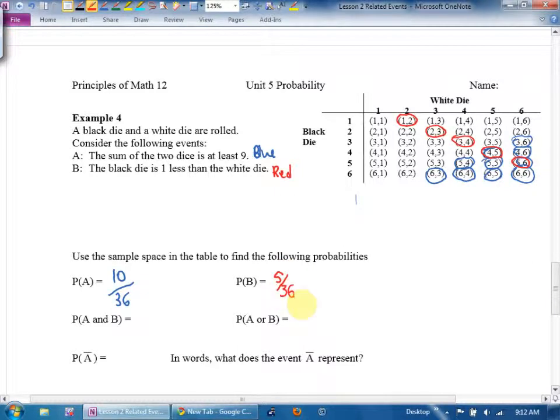What's the probability of A and B at the same time? Can you see it? What's the overlap? 2 out of 36. What's the probability of A or B? How many are one or the other or both? Well, you know what? How many are circled?